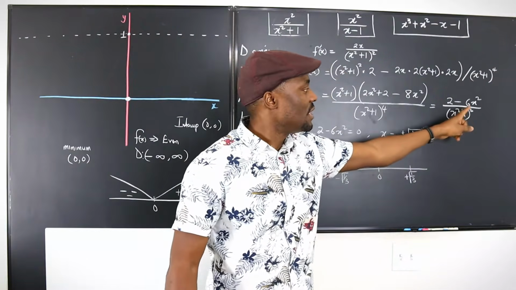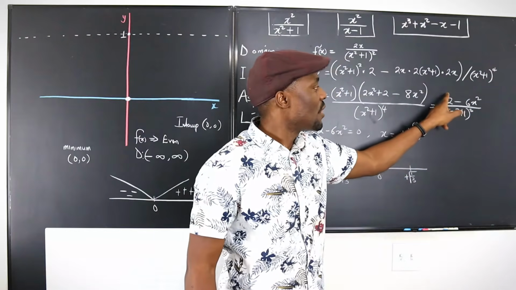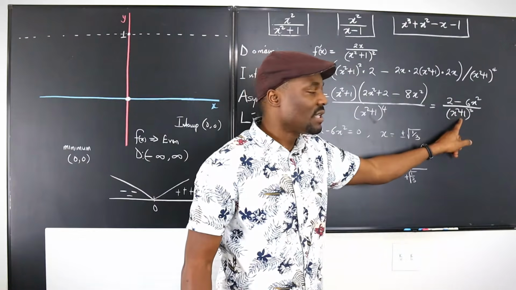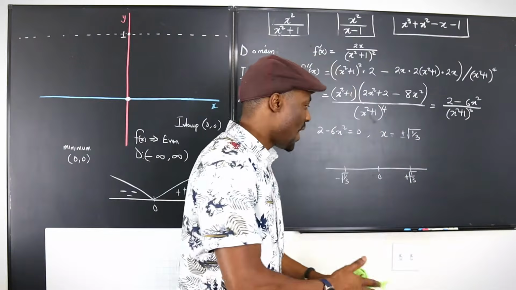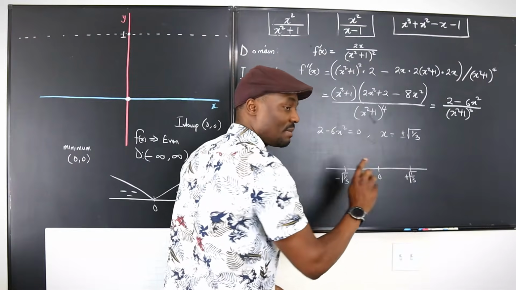Plug it in here. If you put 0 here, everything here becomes 0, so you have 2, which is positive. And if you plug in 0 here, it's positive. So it's positive over positive, which gives you positive. So everything between here and here is positive.